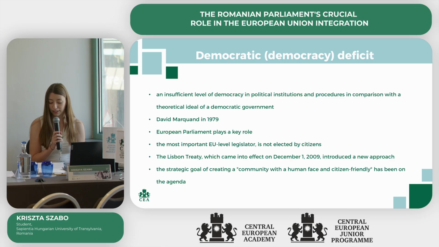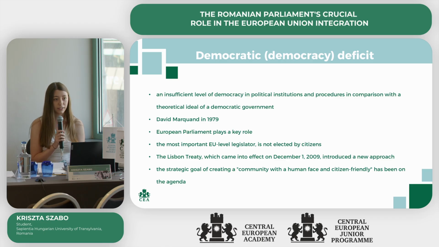The democratic deficit means an insufficient level of democracy in political institutions and procedures in comparison with the theoretical ideal of a democratic government. Based on available information, the first one who used this term was David Marquand in 1979, and in his analysis he highlighted that the European Parliament faced a democratic deficit because its members were not directly elected by the citizens until the first election was held.